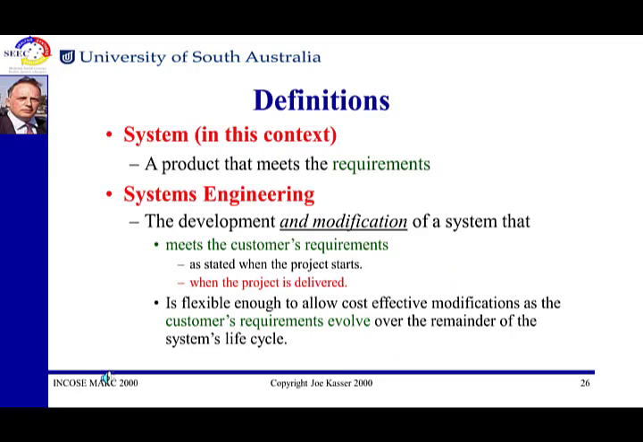So if I come back to definitions, a system in this concept is a product that meets the requirements. That's the traditional definition of quality according to Phil Crosby. And so systems engineering has to be the development and modification of a system that meets the customer's requirements as stated when the project starts, as exists when the project is delivered, and is flexible enough to allow cost-effective modifications as the customer's requirements evolve over the remainder of the system's life cycle. Well, in order to do that, systems engineers would have to use magic wands. We can't actually do that, but with the right tools, techniques, and viewpoints, we can come close.